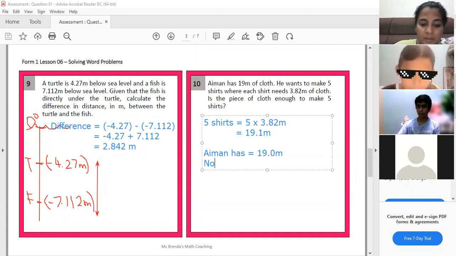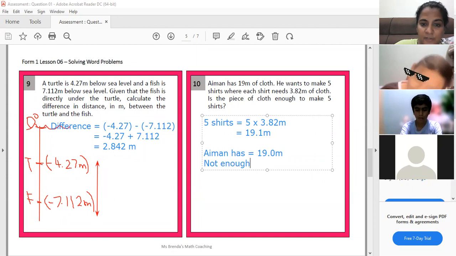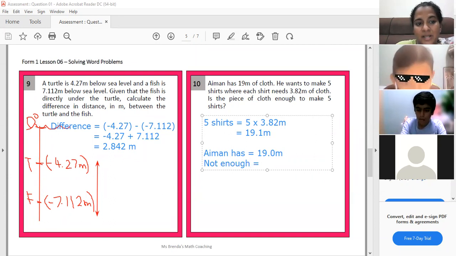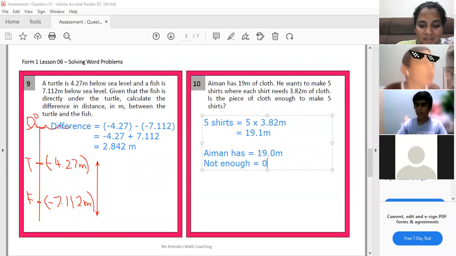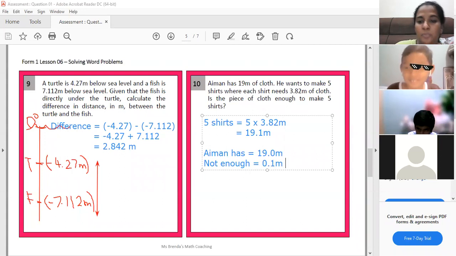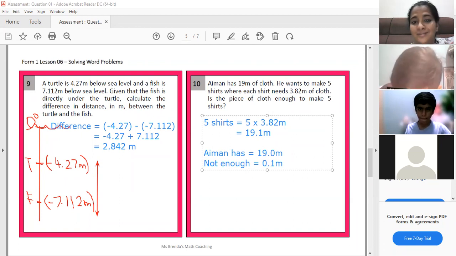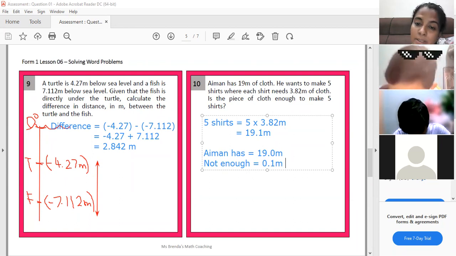Not enough. By how much? 0.1 meters. Yes, 0.1 meters. Tak cukup. Do you see that? That's it. Answer: 0.1 meter is how many centimeters?